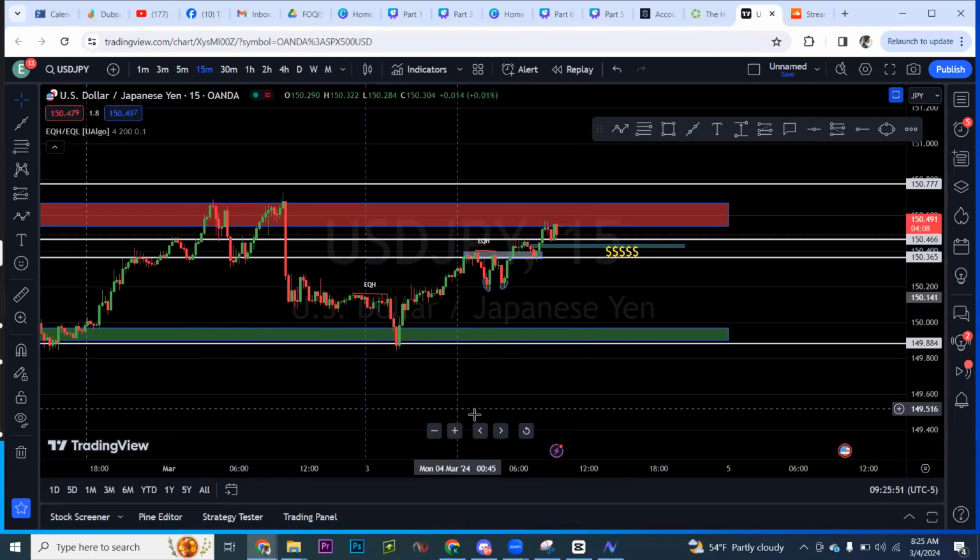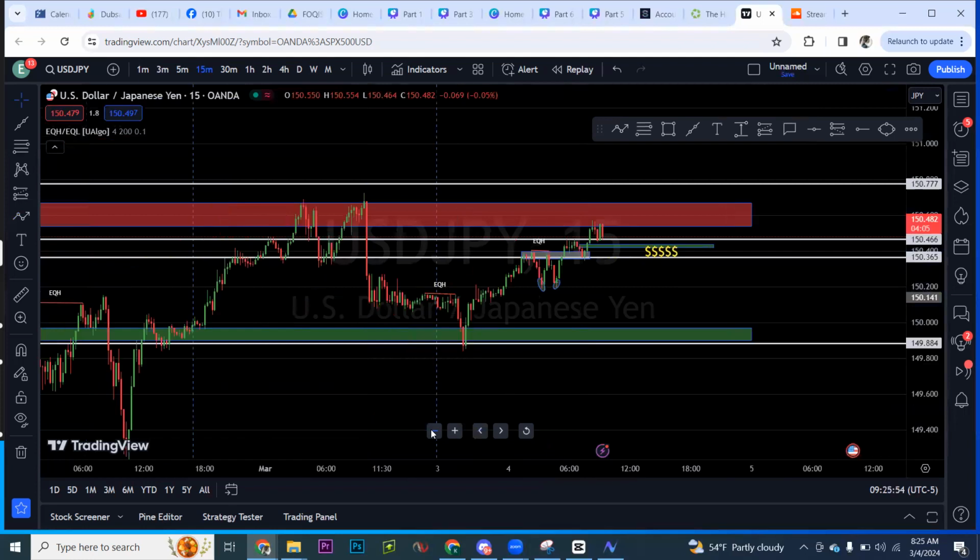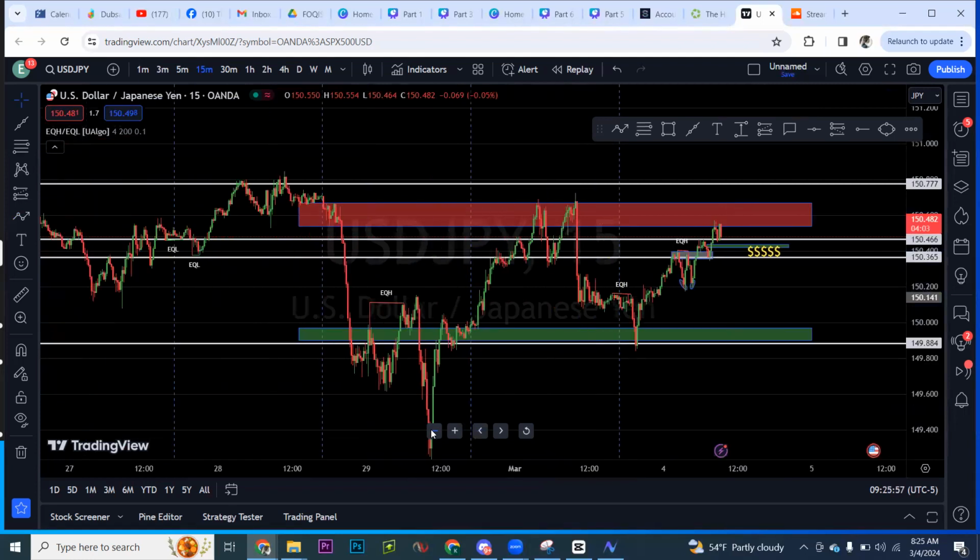So you can scroll through the chart and just look for those moments. I do all this on my phone? Yes, you can do it all on your phone, on this app.